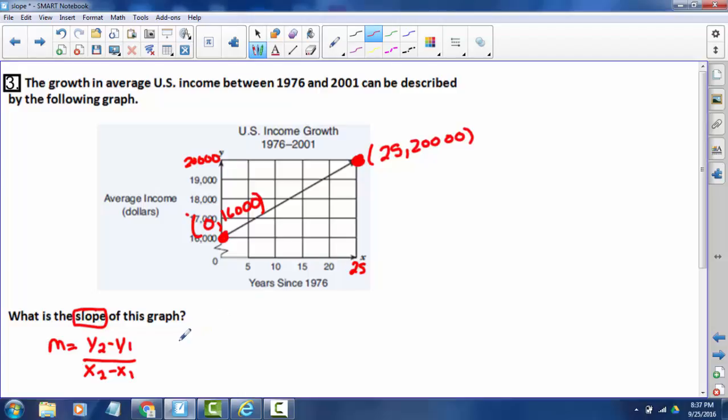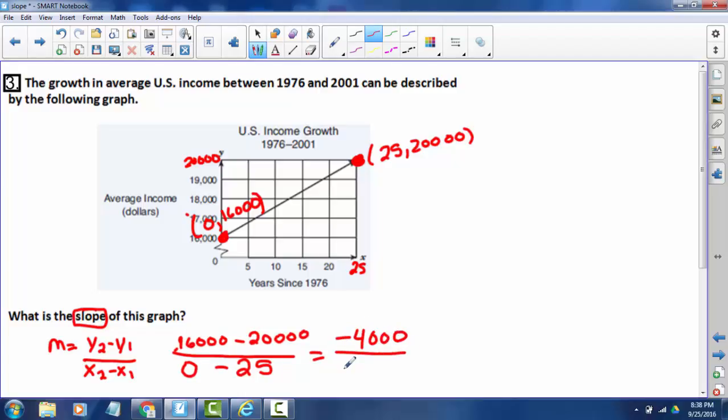Okay, go on to our formula. So we went from 16,000 to 20,000. We went from 0 to 25. This was a change of 4,000. This was a change of 25. And dividing 4,000 by 25, I get positive 160 slope. So we can leave it like that, but if we refer back to this problem, it was $160 per year. That's what that actually translates to. Now they ask for slope. Slope is usually numerical, but if we put it into the terms of the problem, $160 per year.